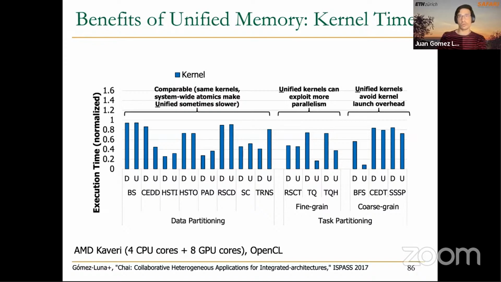And then we also see that for the task partitioning benchmarks, the unified kernels can exploit more parallelism, and they avoid the kernel launch overhead. And here, these are the results for BFS, for example. You can see the large difference in execution time and how much savings we can have in the unified version that uses these system-wide atomics to synchronize across CPU and GPU, and this way avoid the kernel termination and relaunch all the time, right? And you see some good performance improvement here.